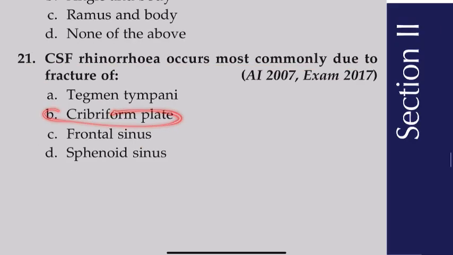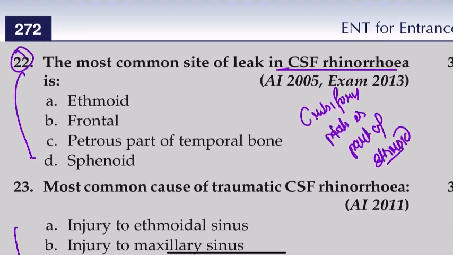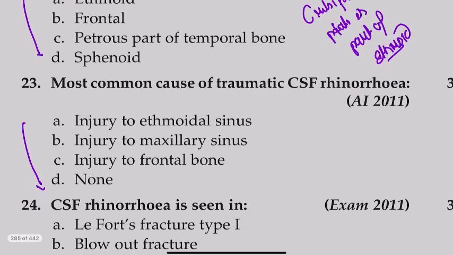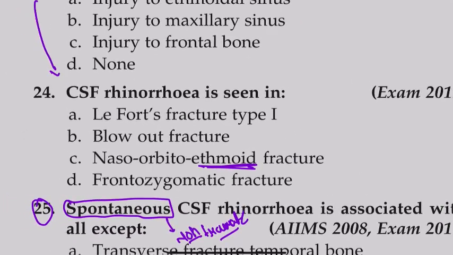Now moving to our next question: what is the most common site of leak of CSF rhinorrhea? We have already said cribriform plate, but the cribriform plate is part of the ethmoid bone, so ethmoid bone is the right answer. The most common cause of traumatic CSF rhinorrhea is obviously the same, the ethmoidal sinus. It is mainly seen in relation to the ethmoid, so in nasoorbital ethmoid fracture.